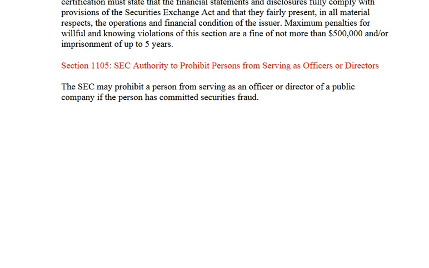Section 1105. SEC authority to prohibit persons from serving as officer or director. The SEC may prohibit a person from serving as an officer or director of a public company if the person has committed securities fraud.